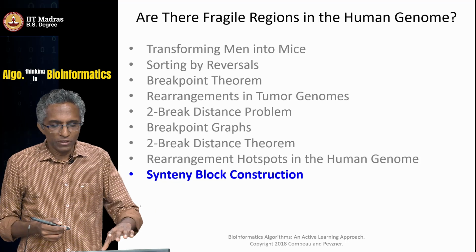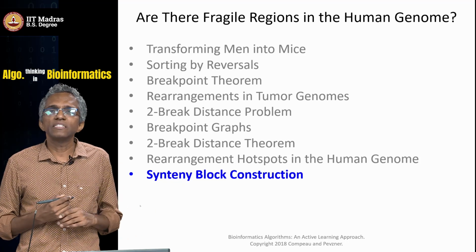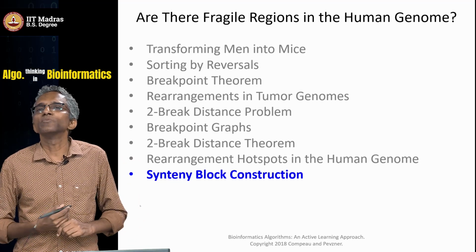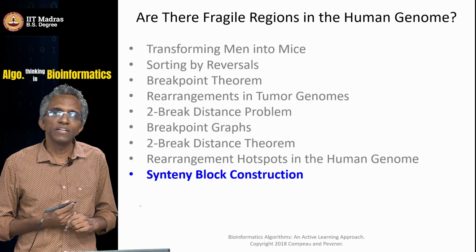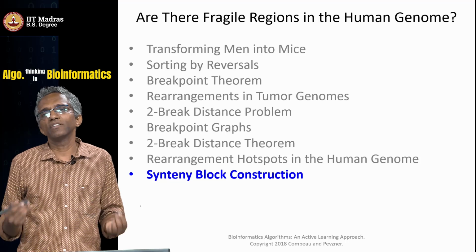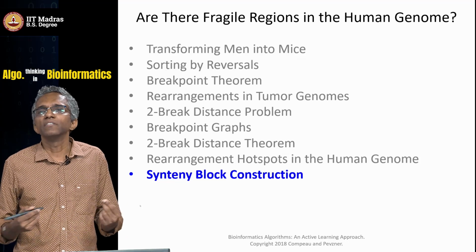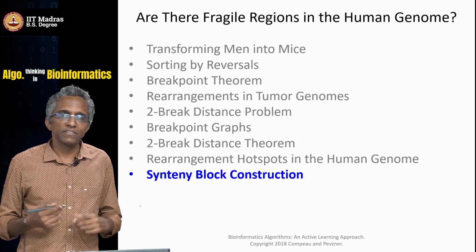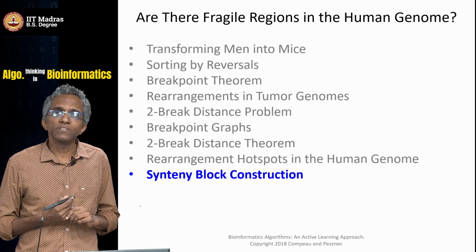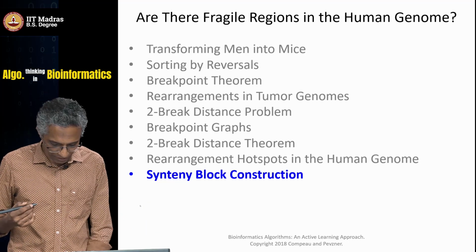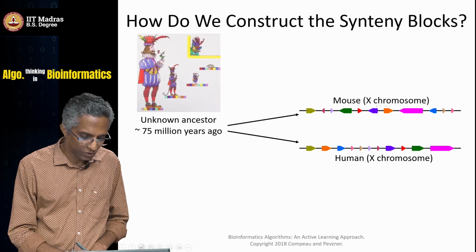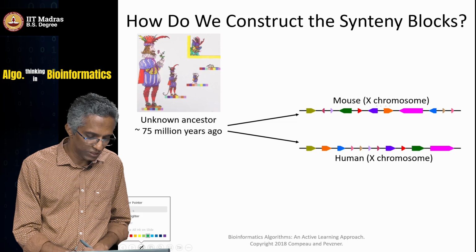But to do all of this, to figure out these distances, you need to be able to represent a genome as a signed permutation, a multi-chromosomal signed permutation, in the first place. That means we need to know where the blocks of genes are that are conserved between 2 species, and what the ordering of these blocks is. That is really what the final topic is, called Synteny block construction. We want to know what these blocks are in the first place, how they are oriented, and which blocks are similar to which other blocks.